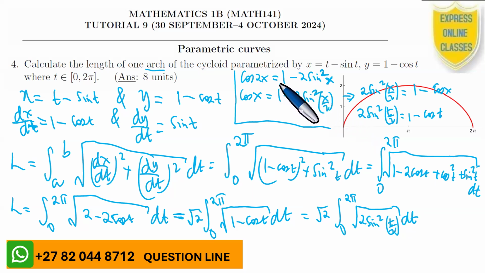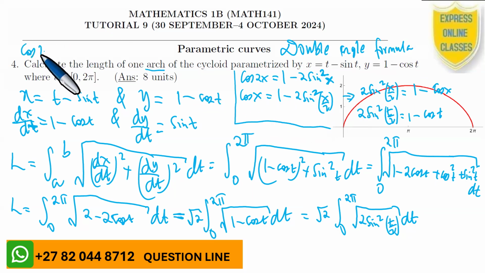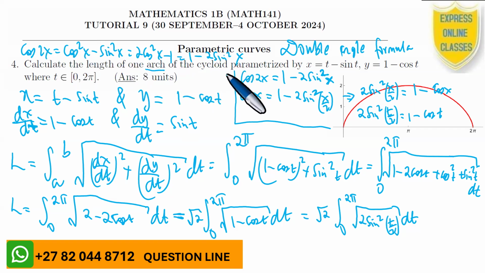Okay, cosine 2x is equal to 1 minus 2 sine squared x. Obviously this is a double angle formula. In light of the fact that cosine 2x is cosine squared x minus sine squared x, which is 2 cosine squared x minus 1, which is 1 minus 2 sine squared x. So these are three formulas for cosine 2x. We repeat because it's important. Cosine 2x is cosine squared x minus sine squared x. But cosine 2x is also 2 cosine squared x minus 1. But also cosine 2x is 1 minus 2 sine squared x.